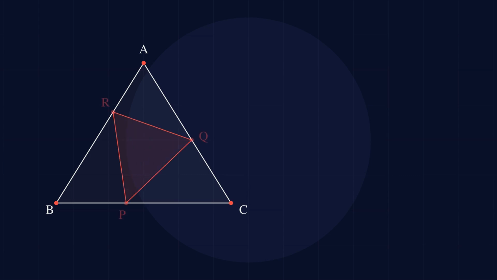Let's set things up. Here is our acute triangle ABC. We pick a point P on side BC, a point Q on side CA, and a point R on side AB. The inscribed triangle is PQR. We want to minimize the perimeter, PQ plus QR plus RP, over all possible positions of P, Q, and R.